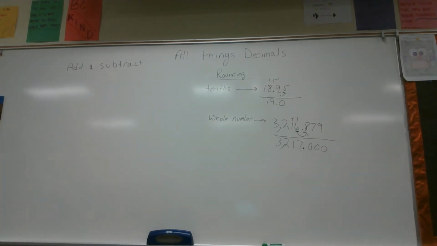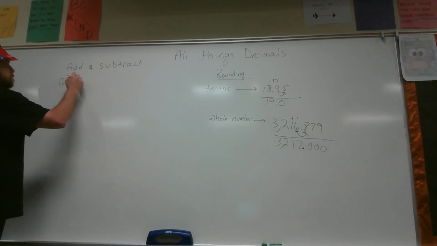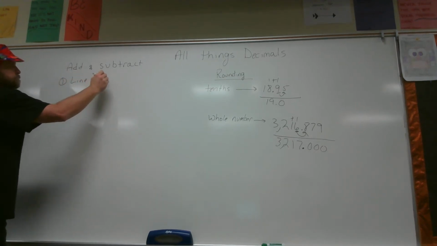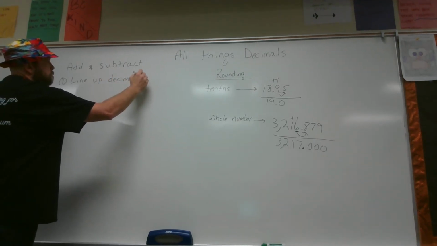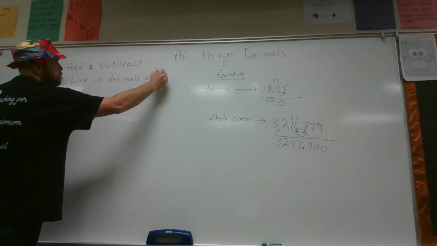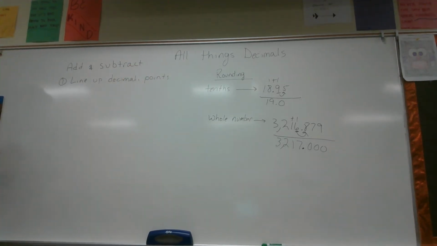When we add and subtract decimals, there's really only one rule. You line up the decimal points. Line up the decimal points and everything's the same.